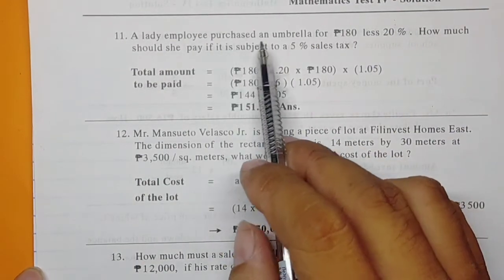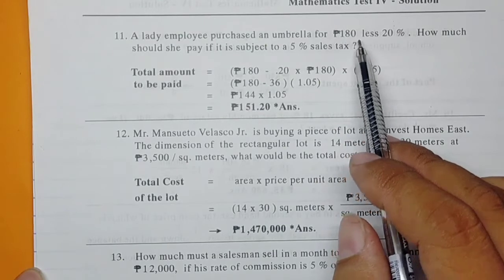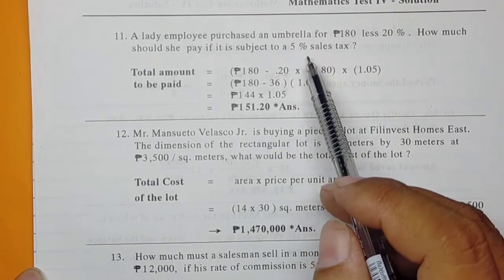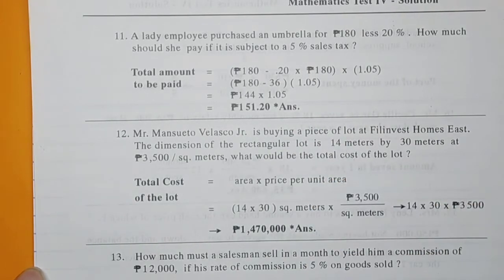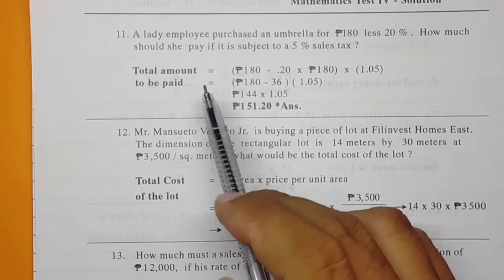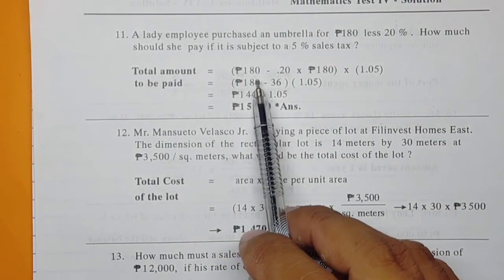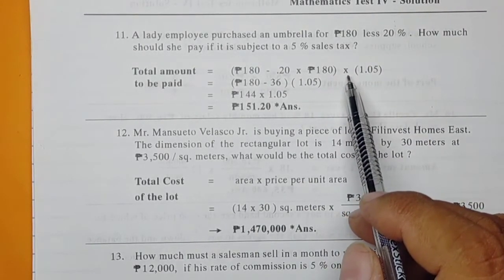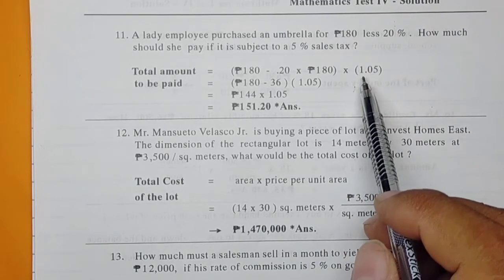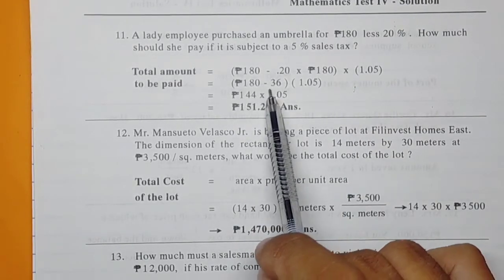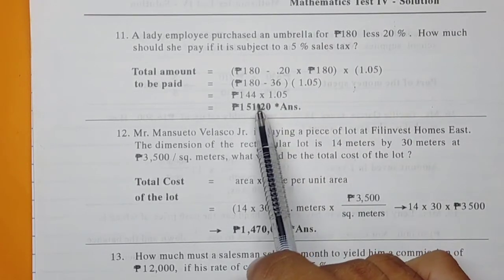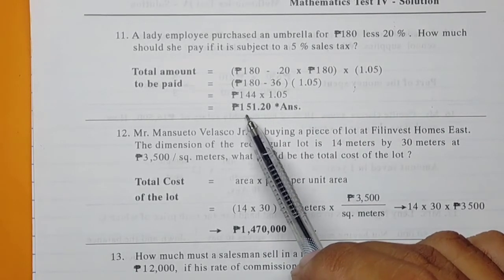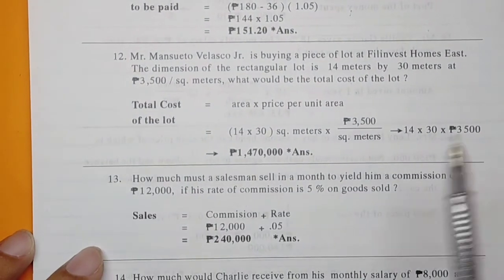So a lady employee purchased an umbrella for 180 pesos, less 20%. How much should she pay if it is subject to a 5% sales tax? Okay, the total amount is 180 pesos minus 20%, times 1.05 for the sales tax. So the result will be 180 minus 36 times 1.05. That will be 144 times 1.05. The result will be 151.20.